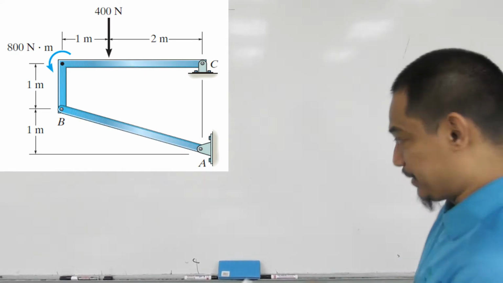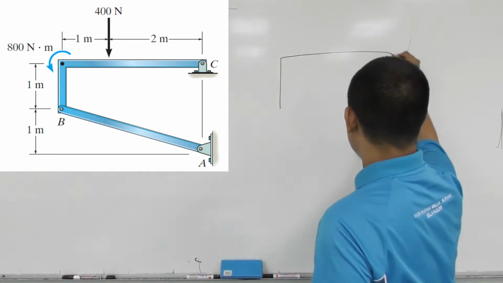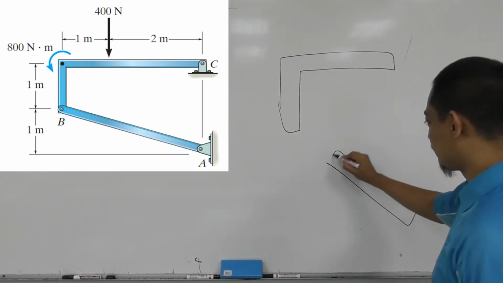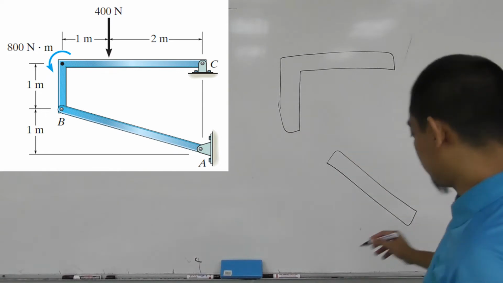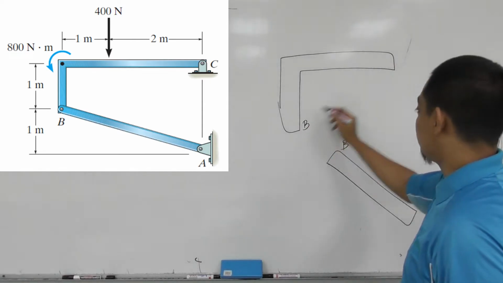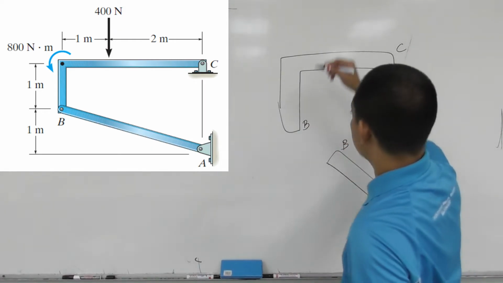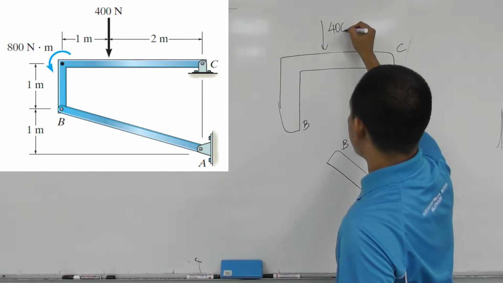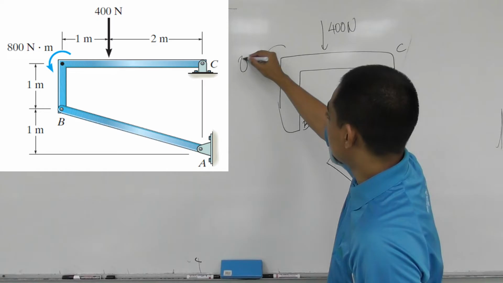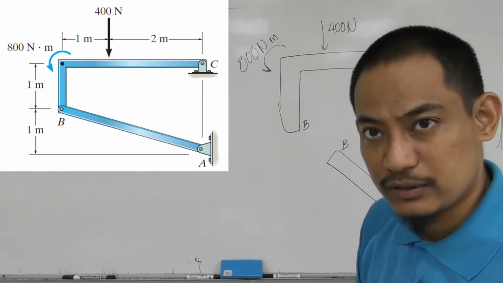Now, basically you will have two members like this, right? One member here and another member like that. So this is AB, this is BC, right? And then of course you have the forces. This is 400 Newton, and then you have a counterclockwise 800 Newton meter. Yeah, is it in the frame?